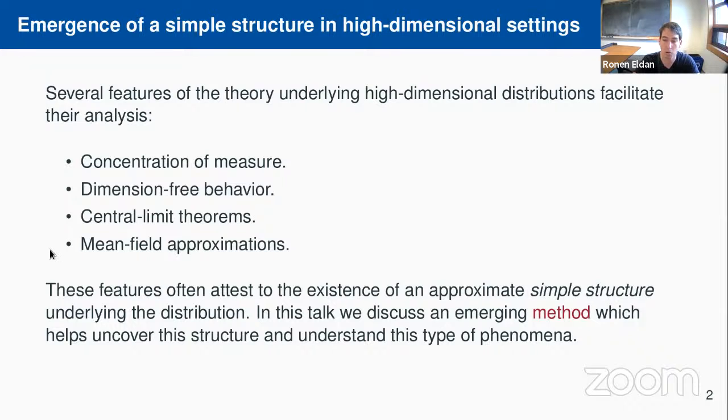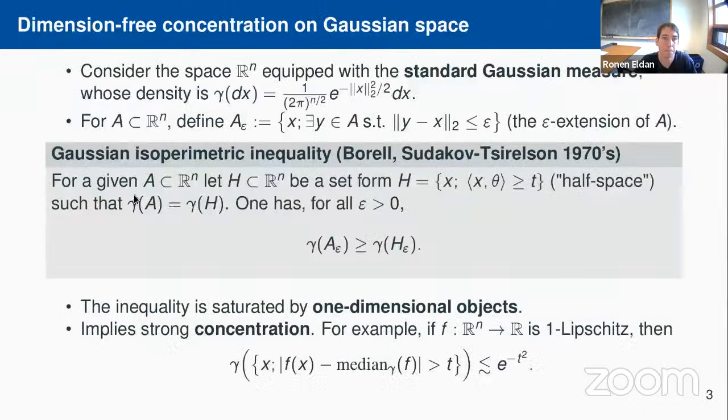And our main goal will be to present a new technique, which has proven rather useful in proving that certain high-dimensional objects are well-behaved. So what we'll start with is what is sometimes referred to as dimension-free behavior. And I think the best place to start when talking about this kind of behavior is the so-called Gaussian isoperimetric inequality. So let's dive in.